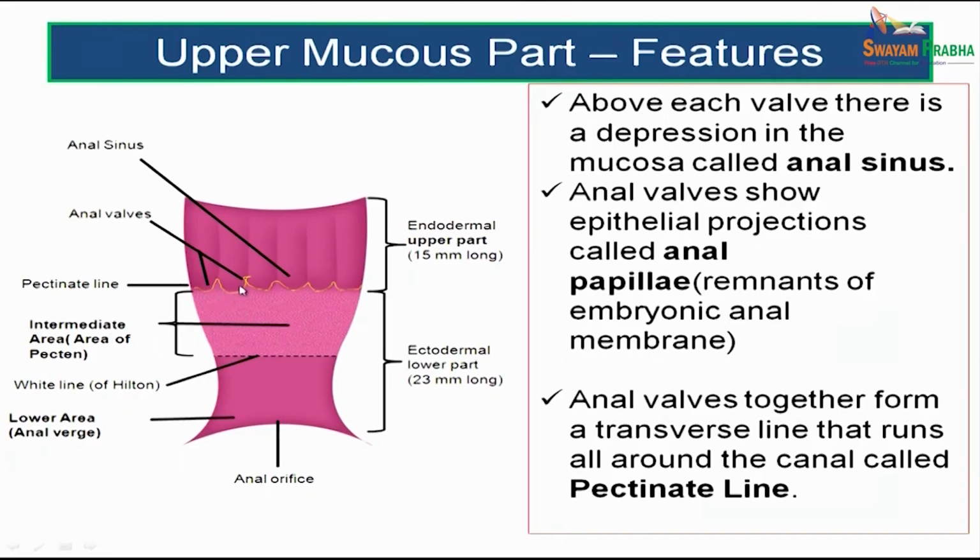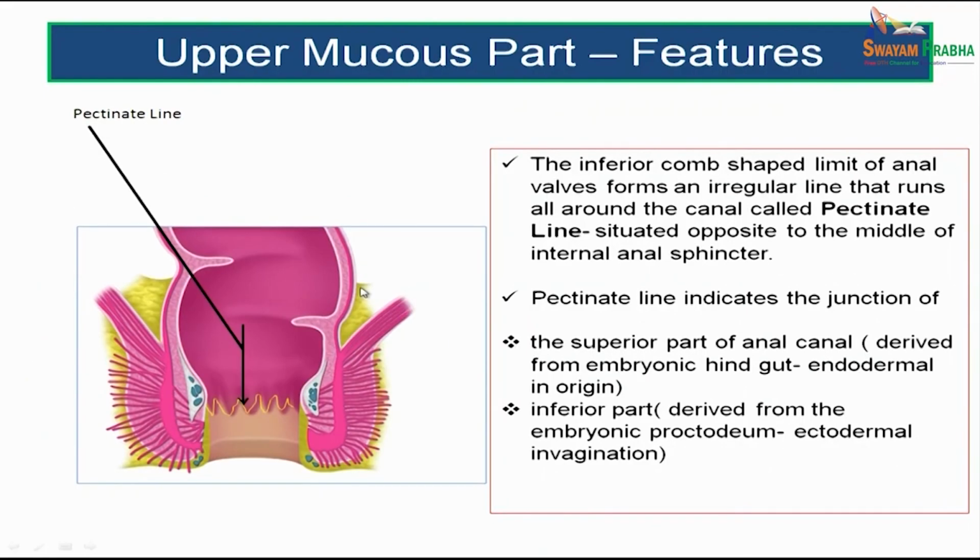So, the anal valves together form a transverse line which runs all around the anal canal, that is called the pectinate line or dentate line. You can see in the picture that the pectinate line is marked in yellow color. There is also another way of describing this pectinate line: the inferior comb shaped limit of the anal valves forms an irregular line that runs all around the canal, called the pectinate line. This is situated opposite to the middle of the internal anal sphincter.